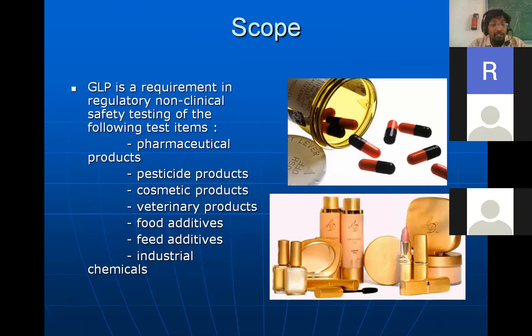What is the scope? GLP is required in regulatory and non-clinical safety testing of the following test items: pharmaceutical products, pesticide products, cosmetic products, veterinary products, food additives, feed additives, industrial chemicals, and everything. Wherever they are manufacturing, GLP should be followed in those laboratories.